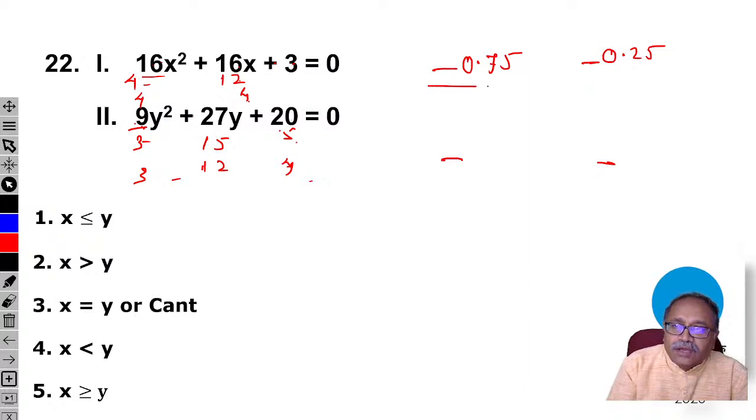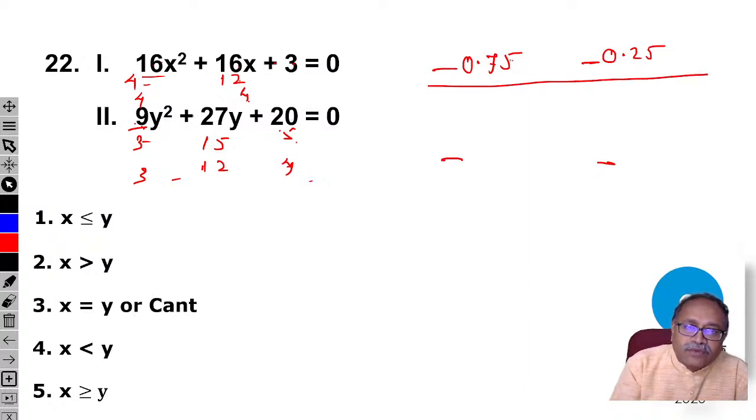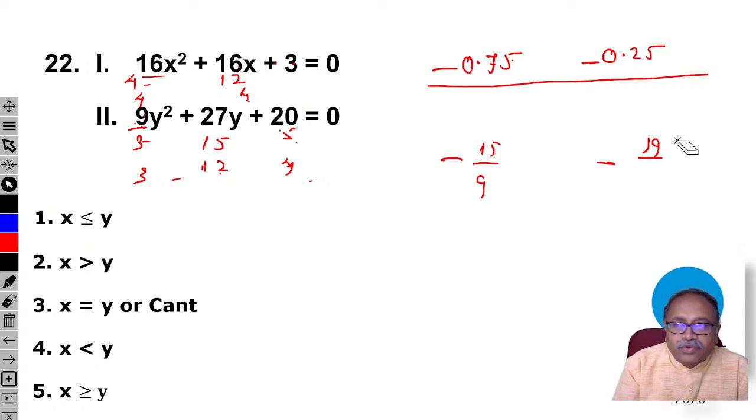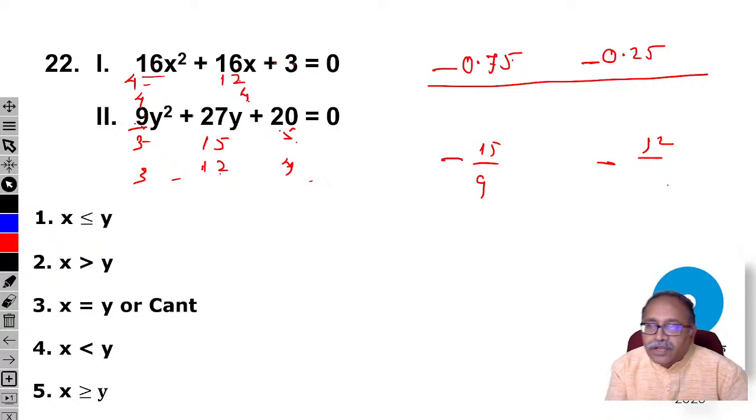These all are greater than 1. This is greater than 1. 15 by 9, I'm writing it like this. And after that, 12 by 9 is also greater than 1 in numerical value. 12 by 9. Hope all my friends you are enjoying the class.